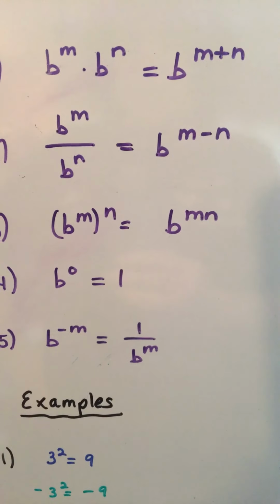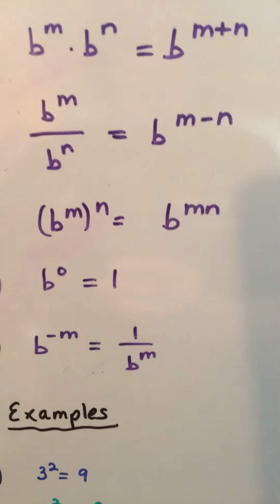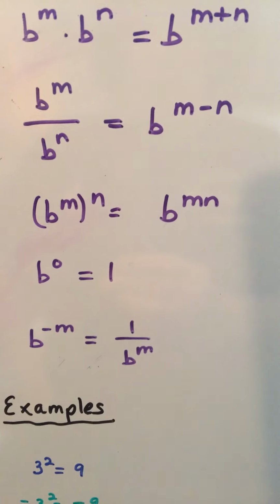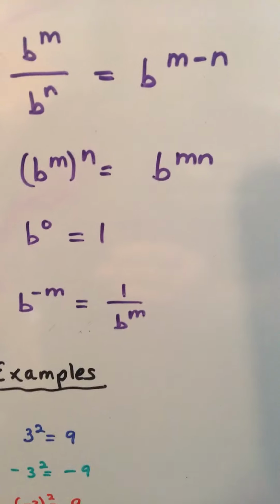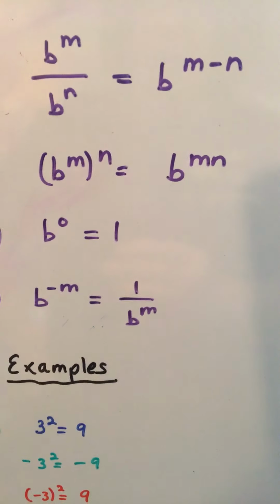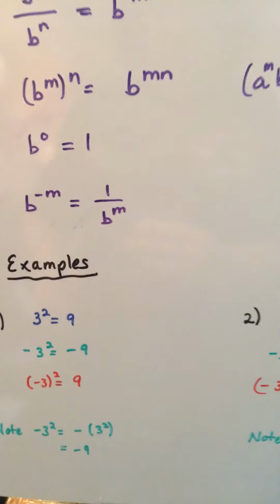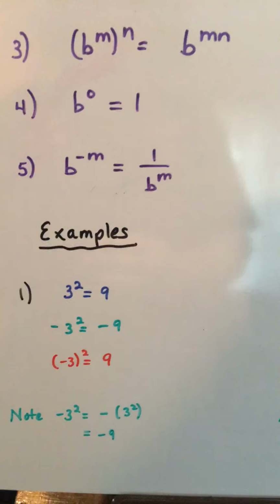Any base to the 0, other than 0, remember we're not letting the base be 0, is 1. And b to the negative m just means, yes, I want b to the m, but I don't want it in the numerator, I want it in the denominator. So let's just do some quick examples and review.